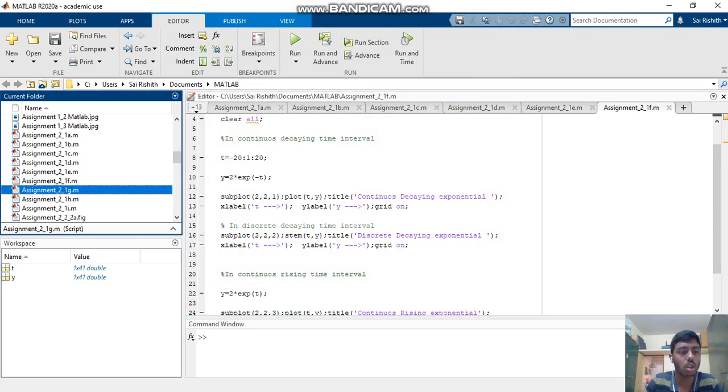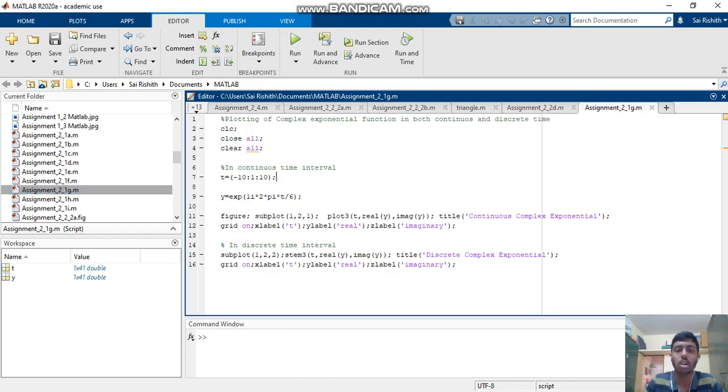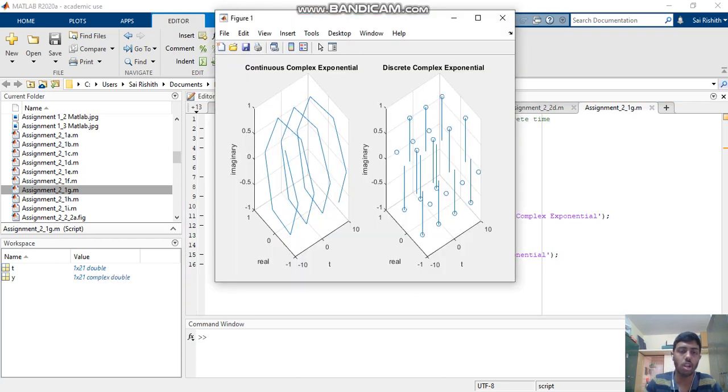Coming to the next one, that is complex exponential. This is a 3D plotting. So I used plot3 and stem3 and the same exp function used before, and I'm putting i, which is iota, that is the root of -1. So running this program will get a 3D graph. You'll get three axes here: t, real and imaginary.